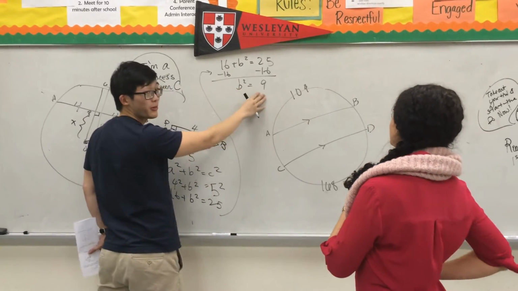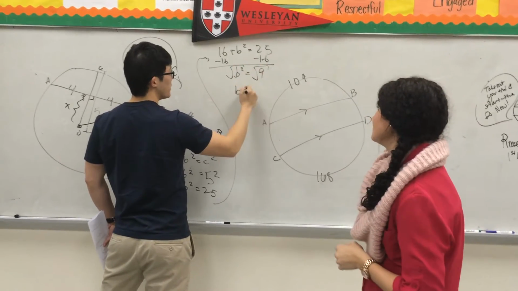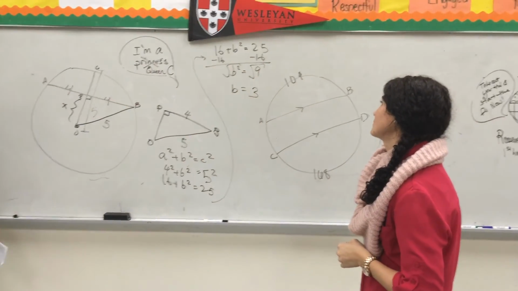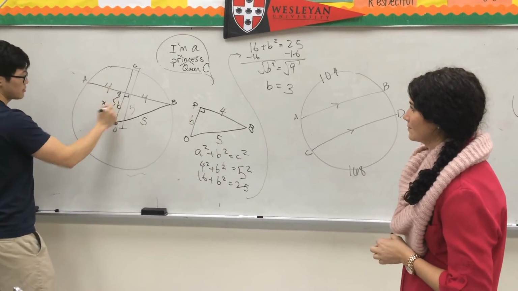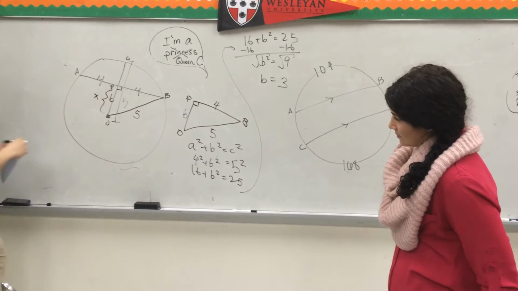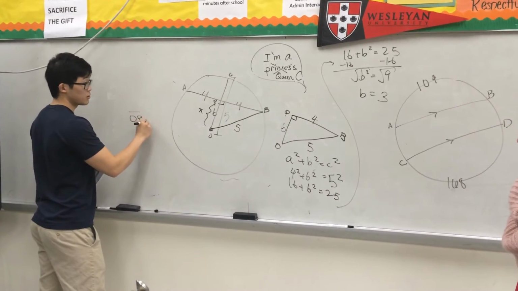So we have b squared is equal to 9. So what we want to do is square root both sides, and we get b is equal to 3. And what we found is that, well, that's b. And we can plug that in for x. Okay? And that's our length of OP. OP is equal to 3.